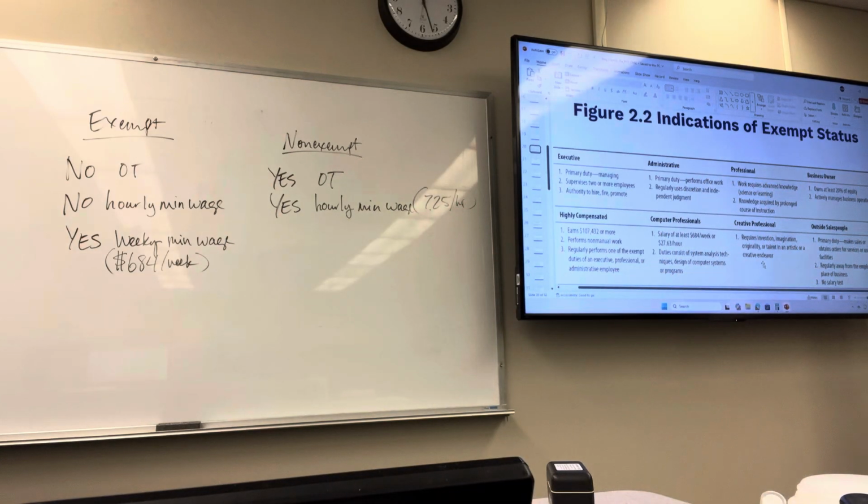Administrative. Primary duty is office work, some type of office work. We usually think of administrative, professional, secretarial types of duties. Regularly uses discretion and independent judgment. So a bookkeeper would fall under this category as well. A bookkeeper would perform office work, and they regularly use their discretion and independent judgment as far as how they're going to complete their work. It requires some degree of skill. They can be classified as exempt employees.